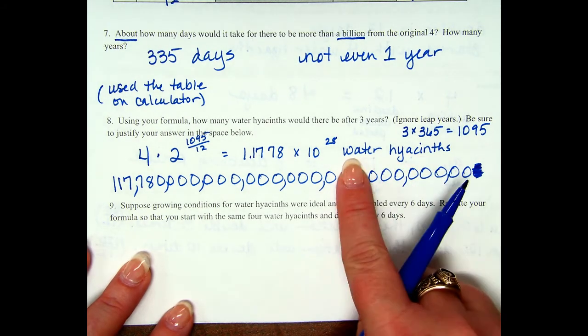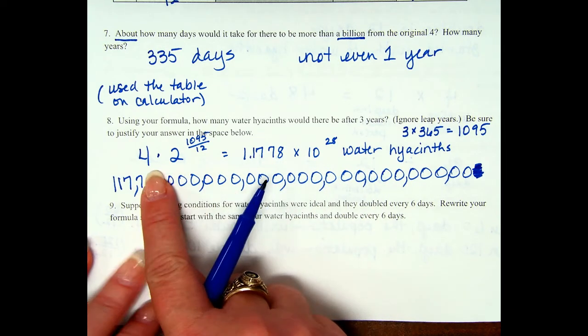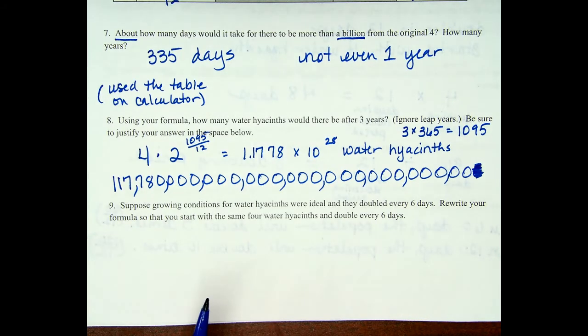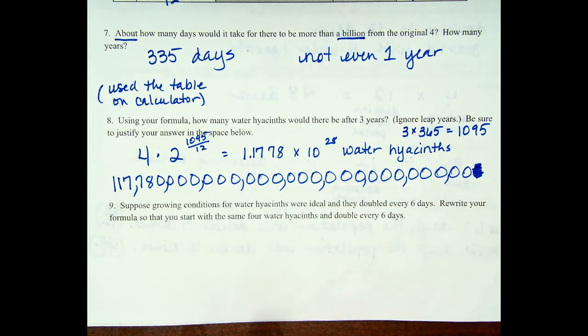Thousands, millions, billions, trillions, quadrillions, quintillions, septillions, sextillions, octillions. Oh my gosh. After 3 years, look how many water hyacinths there are.